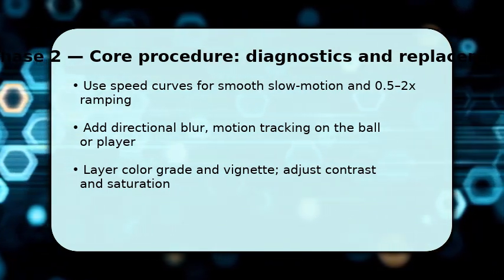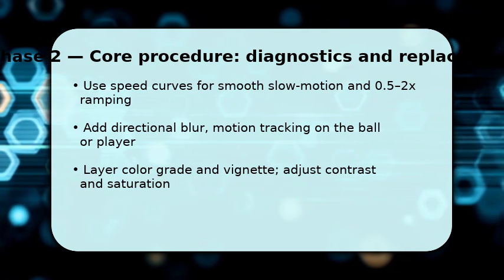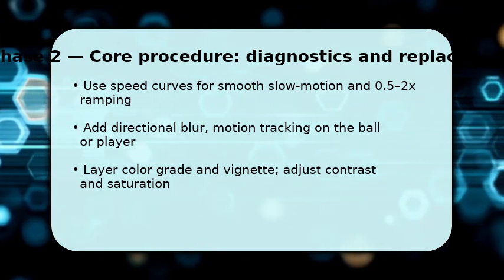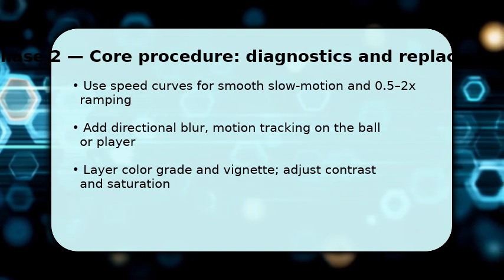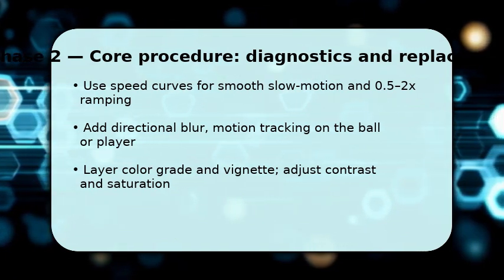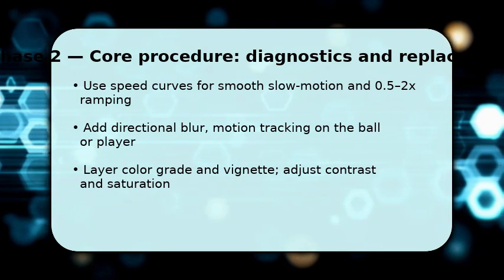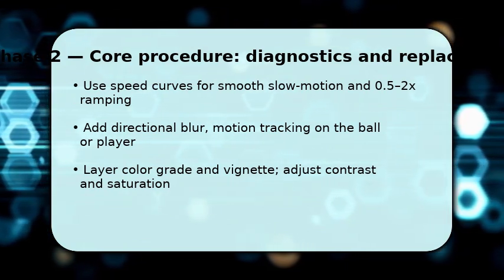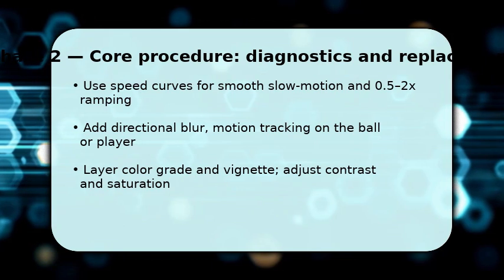Then, track the ball or player using motion tracking and attach a follow element. This keeps focus and makes overlays stick. Once motion is right, add directional blur during fast frames to sell speed, and apply color grade plus a subtle vignette so viewers' eyes lock on the play.